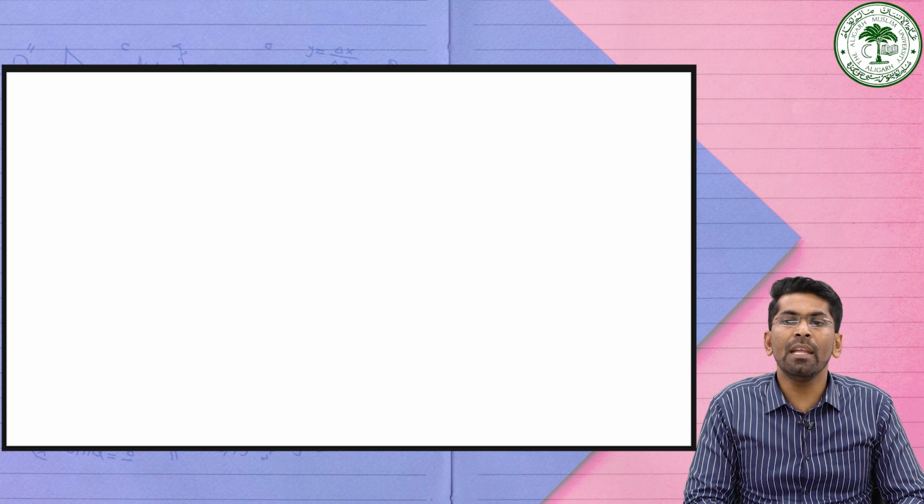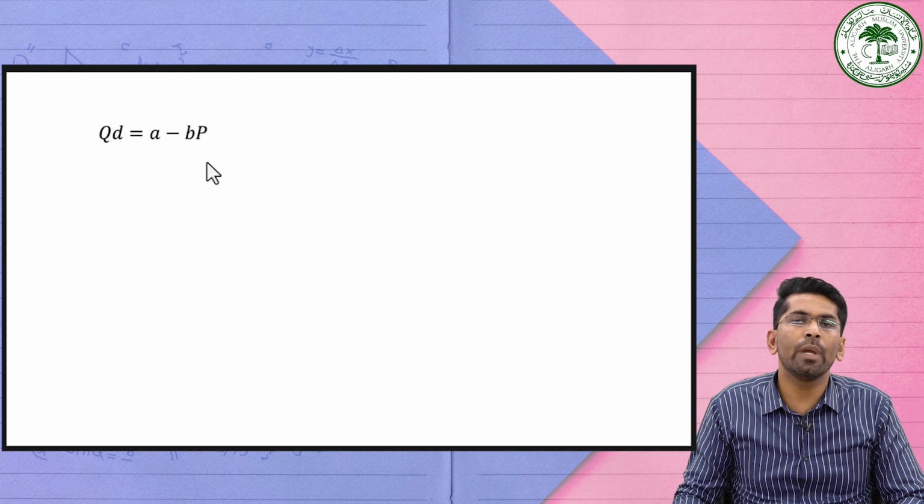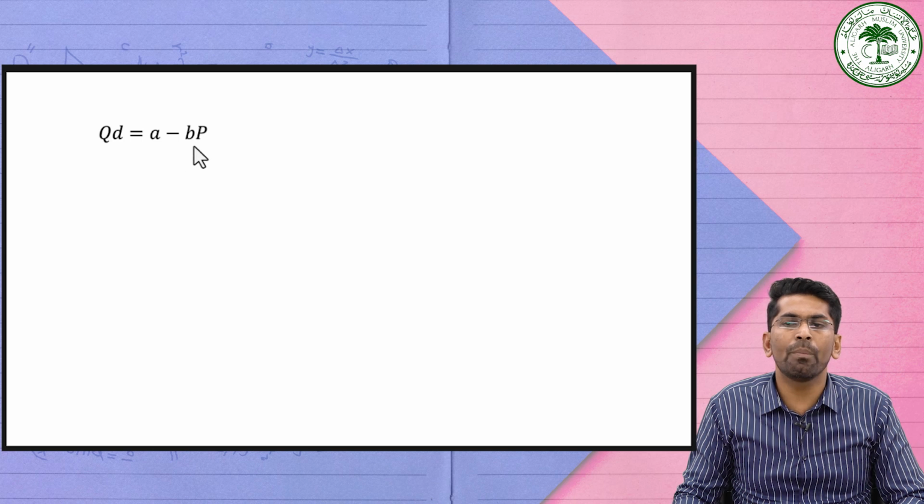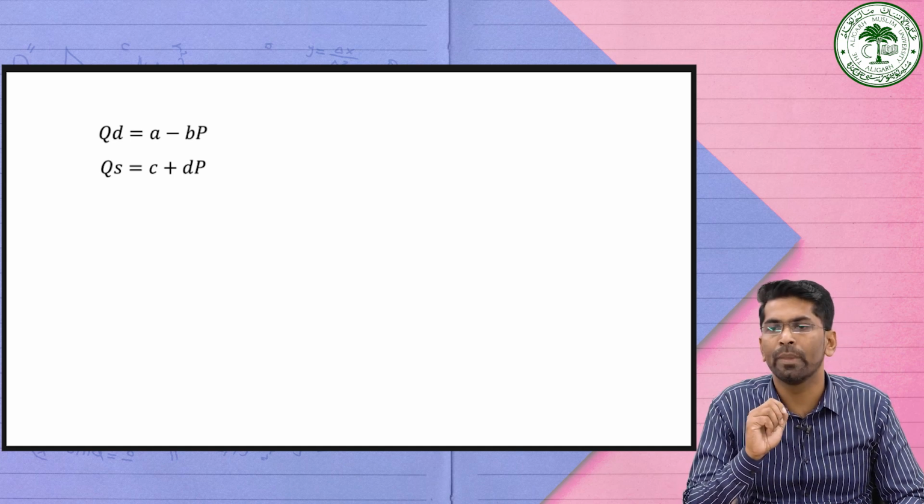Now, let us consider a simple linear function: quantity demanded is equal to A minus BP. Here the negative sign before B indicates that this is a demand curve which slopes downward, implying that there exists an inverse relationship between the price and quantity demanded. A linear supply function is also given here: QS is equal to C plus dP, which expresses the relationship between the quantity supplied of a commodity and its price in a linear form.